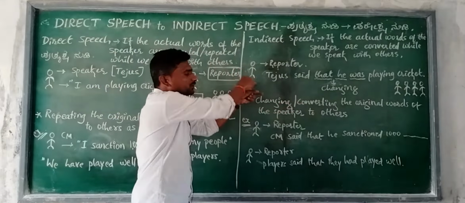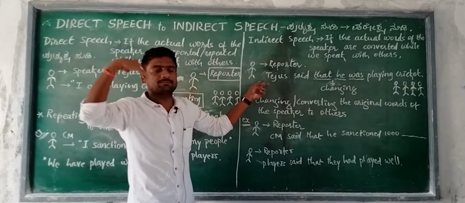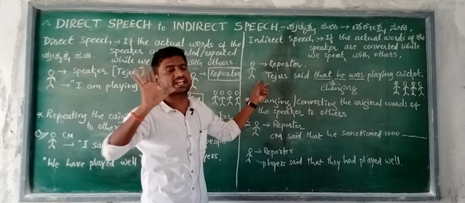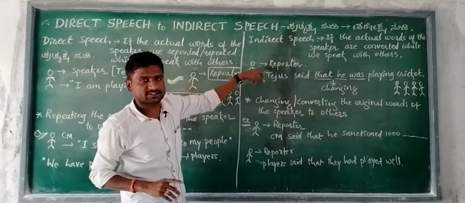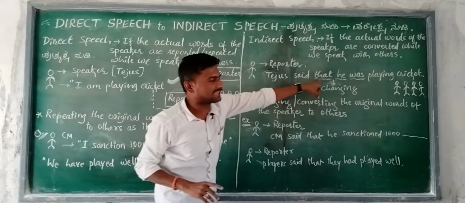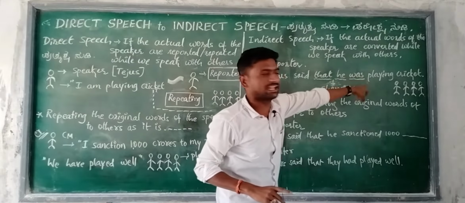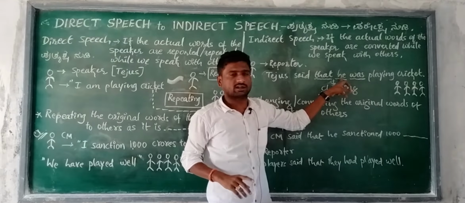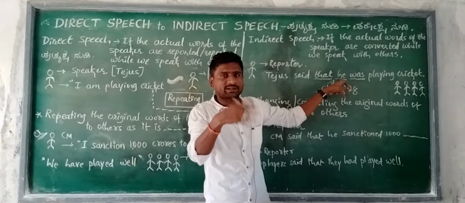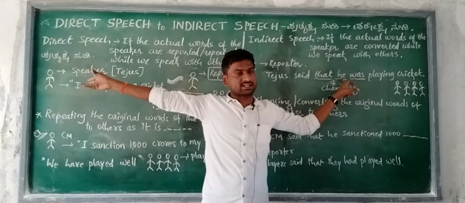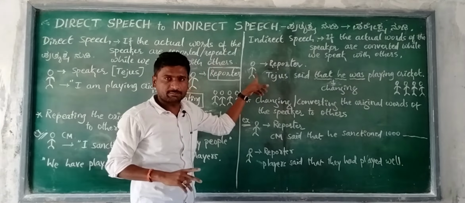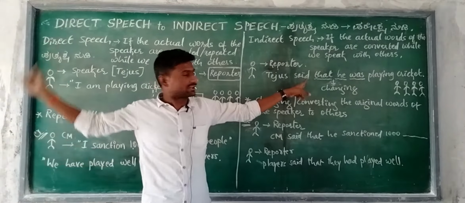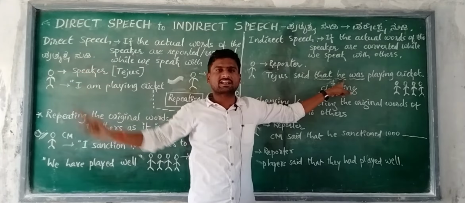So the reporter is repeating the words of the speaker, but he is making some changes. Okay, see, the reporter is reporting. Tejas said that he was playing cricket. Who does "he" stand for? Whom are we going to call "he"? He means Tejas. The reporter is saying that Tejas, the original speaker, said that he was playing cricket.